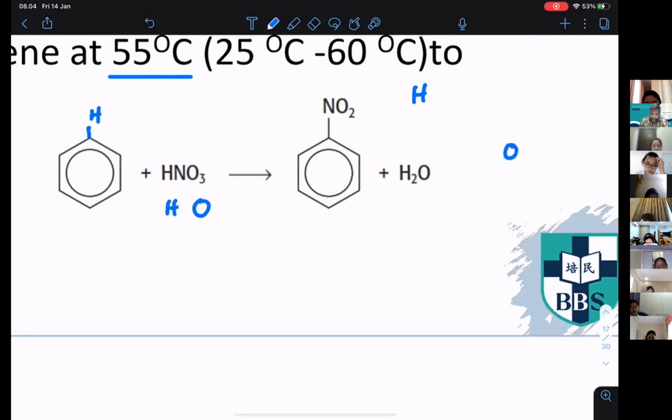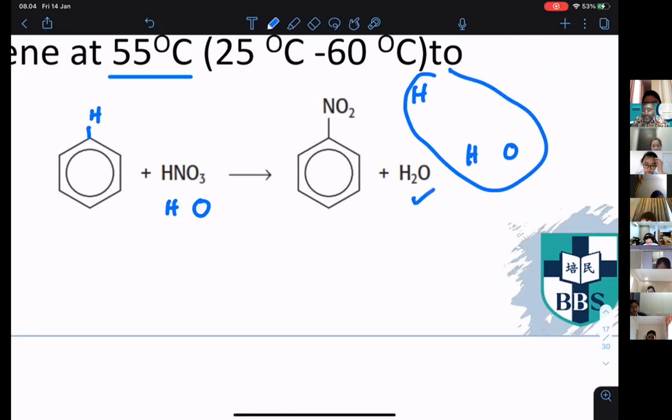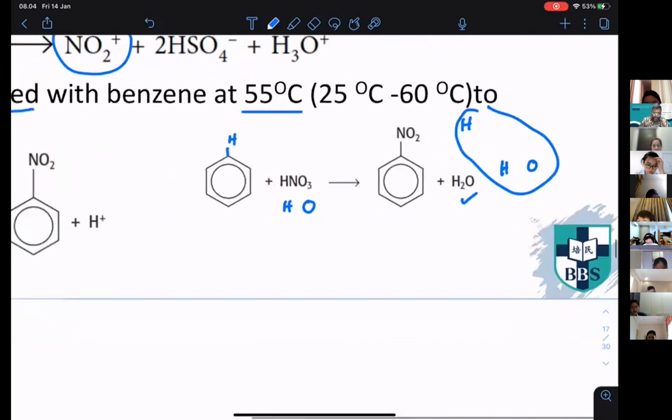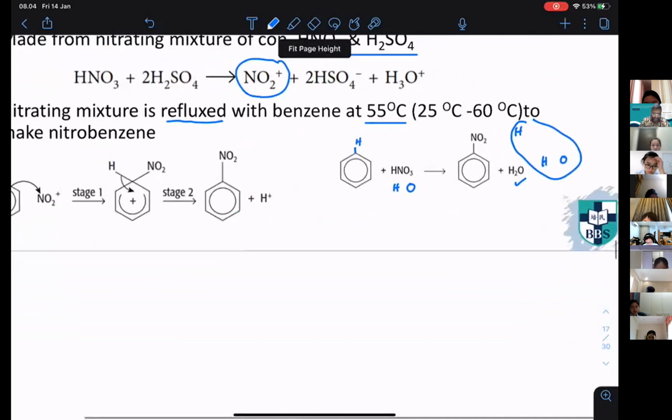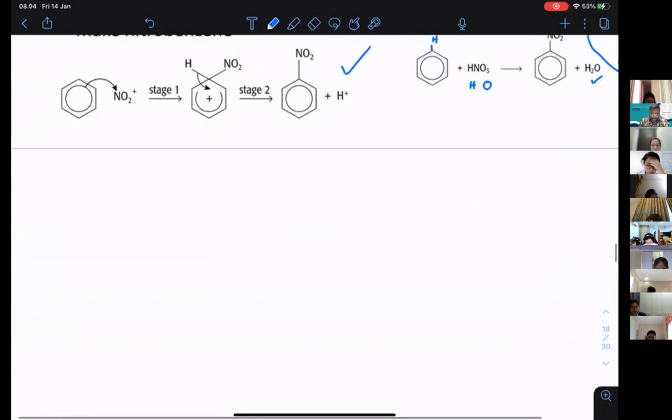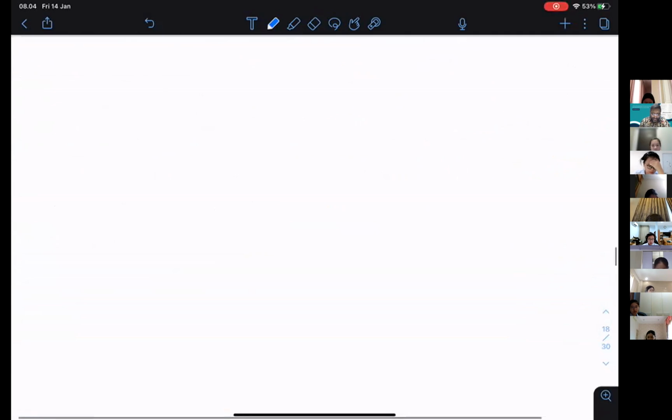So if you have O and H left over, when you join all of them together, you will get water, so that's why they put it as water. But if you want to show the mechanism of the reaction, I'll show you now. If you want to show it as a mechanism, the best way is to write it this way.